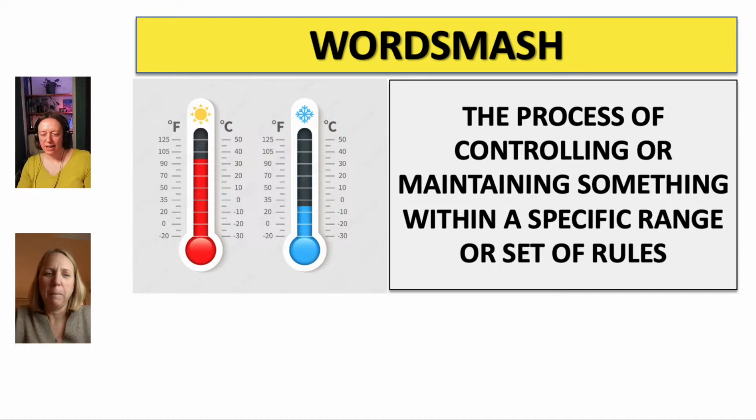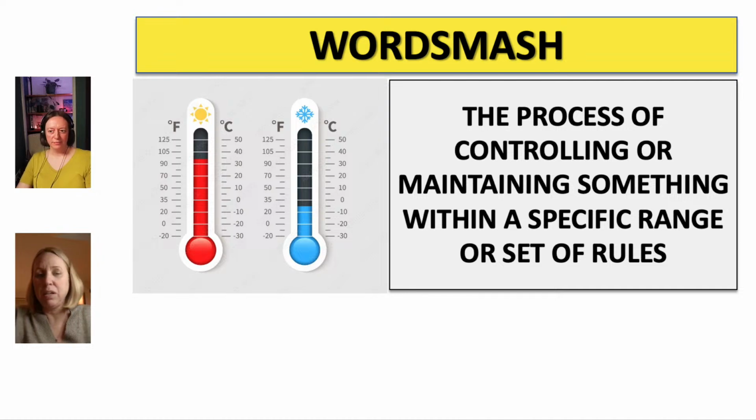So on the left of my screen, I'm looking at some thermometers, one showing like 30 degrees centigrade, and the other one showing like -5. And then the clue says the process of controlling or maintaining something within a specific range or set of rules. Remember, homeostasis. What do you think this is representing on the screen? Have a think. Princess says regulation, yeah. So that might be the word on the right then, regulation, the process of controlling or maintaining something. And My life on the left has said temperature.